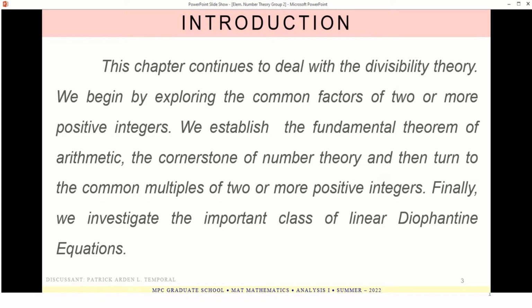This chapter continues to deal with the divisibility theory. We begin by exploring the common factors of two or more positive integers. We establish the fundamental theorem of arithmetic, the cornerstone of number theory, and then turn to the common multiples of two or more positive integers. Finally, we investigate the important class of linear Diophantine equations.